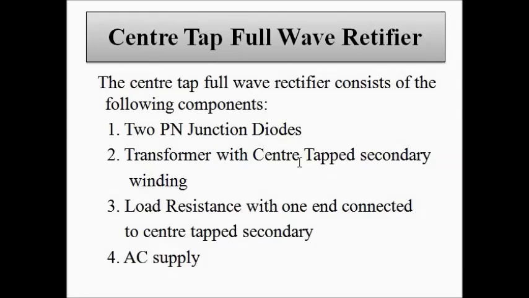In half wave rectification there was nothing like a center tapped secondary winding, but here we have a center tapped secondary winding. Then we have the load resistance, then we have the AC supply, which is the input 230 volt and 50 hertz supply that we get. So all these things are the same as the half wave rectifier, only two differences: one extra PN junction diode and a center tap secondary winding.